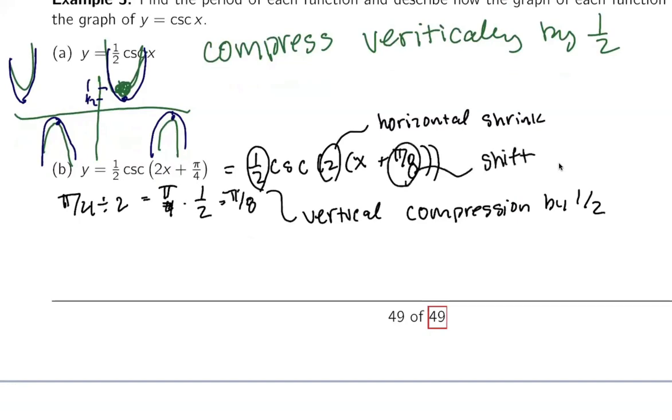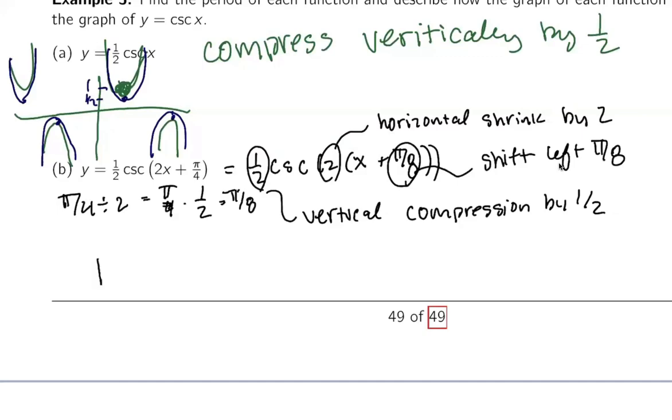It'll be horizontal because it's plus or minus, and it's going to be to the left by pi over 8. So I would take my cosecant graph and I would shrink it horizontally by a factor of 2, vertically compress it by 1/2 and then shift it over to the left pi over 8.